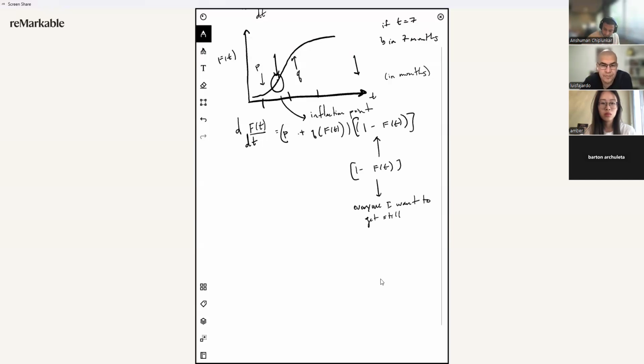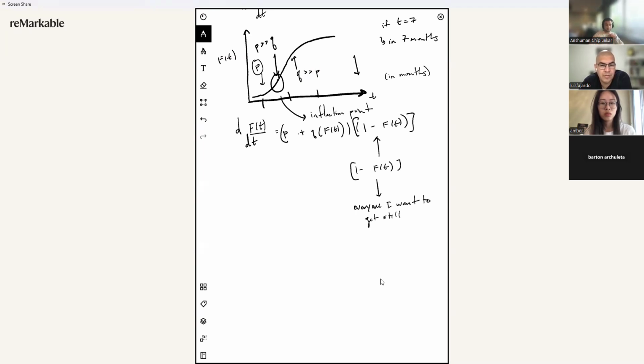So if you look right here, in our formula, we're going to have a P that is much greater than a Q at this very beginning, before our inflection point. And afterwards, we're going to have a Q that is much bigger than the P.